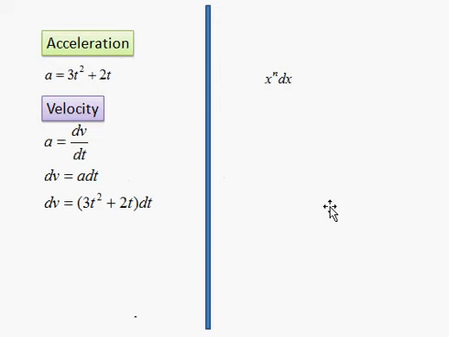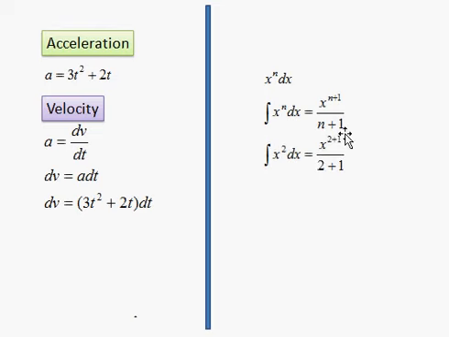Now how to integrate? Let's have a sample problem. If you need to integrate x to the power n with respect to dx, the x power will be increased by 1 and the whole power will go to the denominator. For example, if x square has to be integrated, the x power will be increased by 1, that is 3, and the 3 will come to the denominator. So finally x to the power 3 by 3.